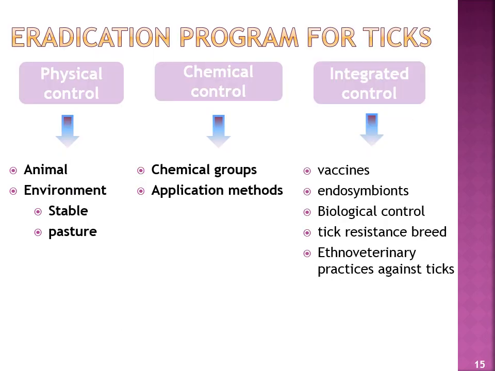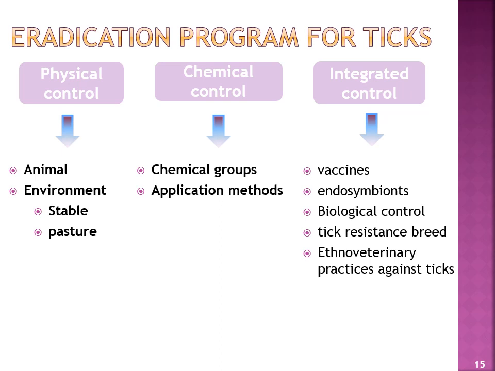The eradication program of ticks depends on three major concepts: the physical control, the chemical control, and finally the integrated control program. The integrated control program is a new direction in the control of ticks. Usually it's used in ticks because maybe other insect types are not suitable for it.